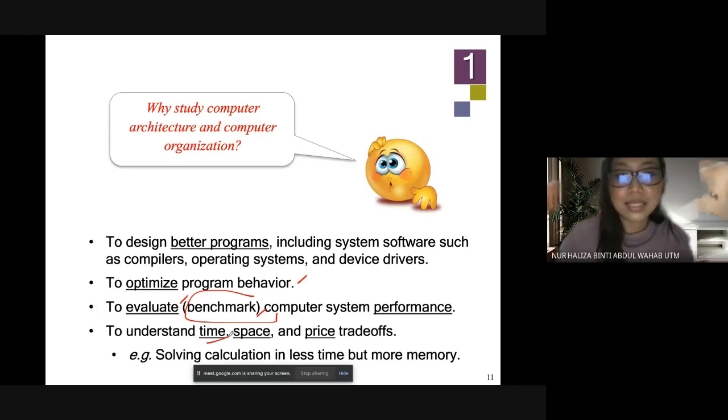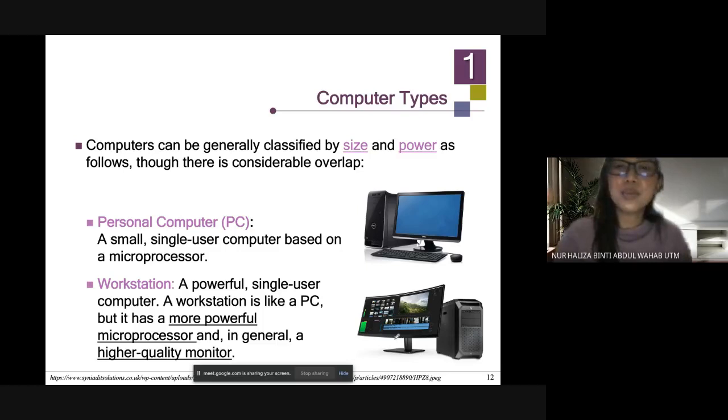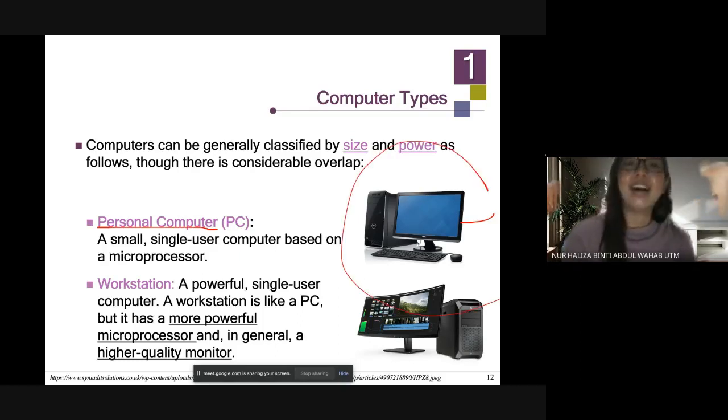Then to understand the time, space, price trade-off. So this one is still under the boring part. You want to learn something, right? So this is under personal computer. Okay, you might say, oh doctor, we already know this. This is a PC, why teach computers? It's the same thing.